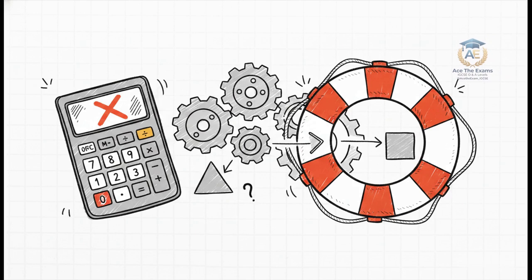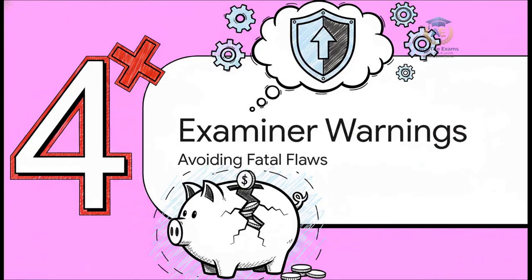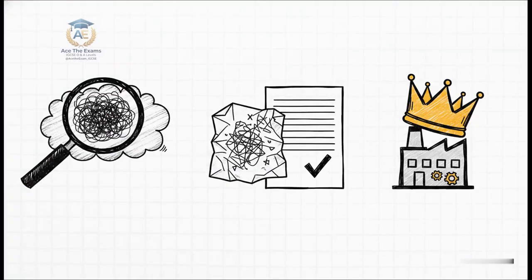Your process, your steps, and your visible logic are just as important, and honestly, sometimes more important than the final numbers sitting at the bottom of the page. Let's keep that momentum going into Section 4, top examiner warnings, avoiding fatal flaws. Pulled straight from the principal examiner reports, there are 3 fatal mistakes that just bleed points from otherwise incredibly capable students. Number 1, vague answers.